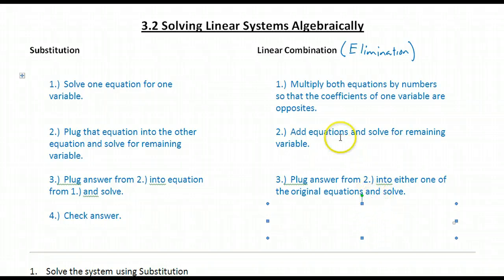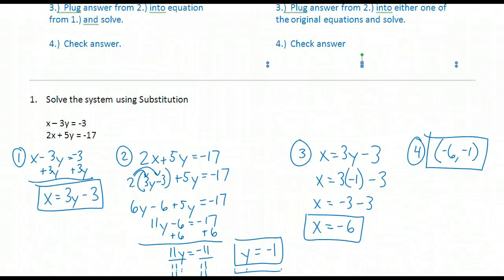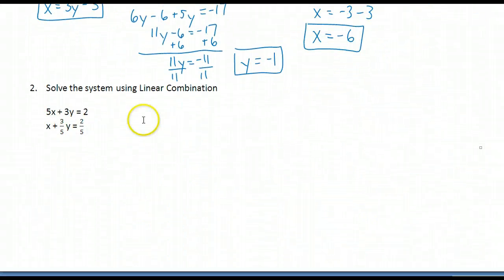So now I should have the values for both variables, and I can check my answer. Again, when I'm using linear combination, I shouldn't get a wrong answer. If I can check my answer, I should be able to know whether or not it's right or wrong. And if it's wrong, I should be able to go back and fix it so I have the right answer. So let's solve problem number 2 using linear combination.